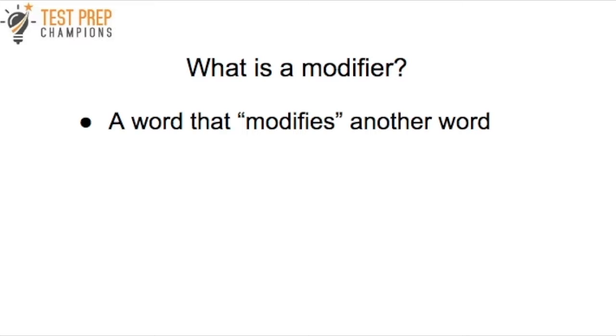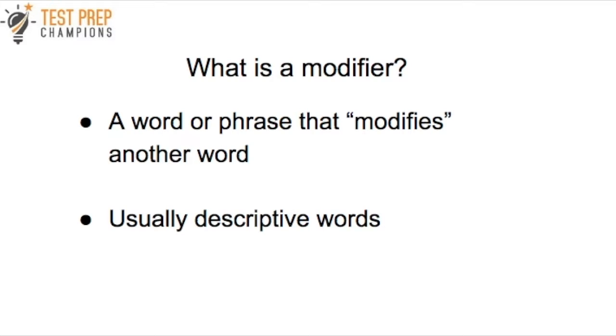So what is a modifier? Well, a modifier is a word that modifies another word. It can change, add emphasis, or add further explanation to a word, and therefore it can change the entire meaning of a sentence. A modifier doesn't just have to be a word, it can also be a phrase. But it's commonly going to be a descriptive word, such as an adjective. This is best understood with some examples.